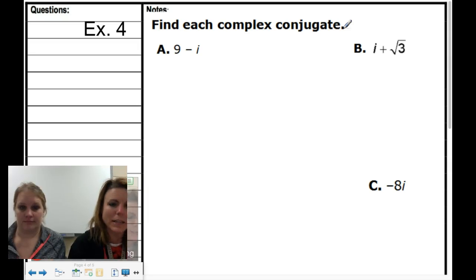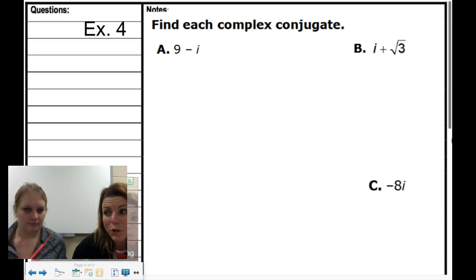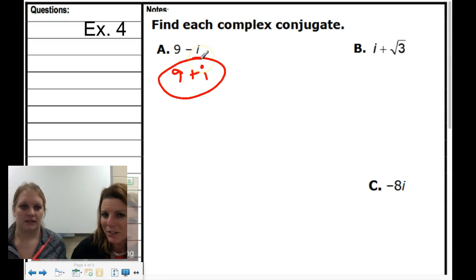So let's practice. Find each complex conjugate. Before I find the conjugate, I want to make sure my real part is first and my imaginary part is second. So 9 minus i is in the correct order. To find the conjugate, all you have to do is keep this and change that, so now it's 9 plus i. That's it, you're done. That's a complex conjugate. So easy.